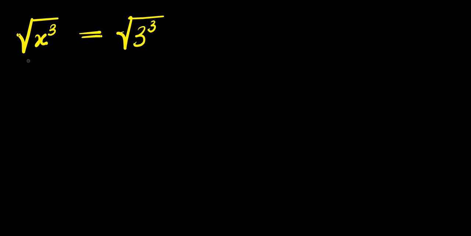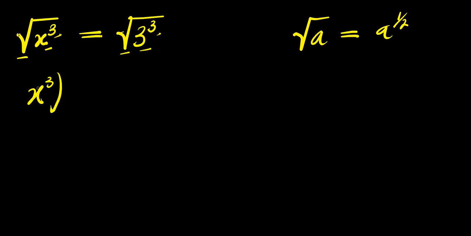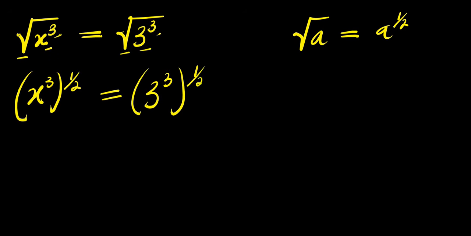Hello, how to solve this radical problem? This is square root of x^3 equals square root of 3^3. Now remember, square root of a is the same thing as a^(1/2). So square root of x^3 is the same thing as (x^3)^(1/2). And this equals (3^3)^(1/2).